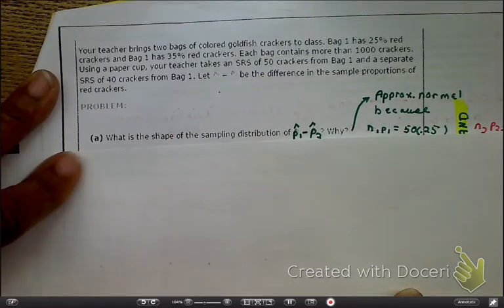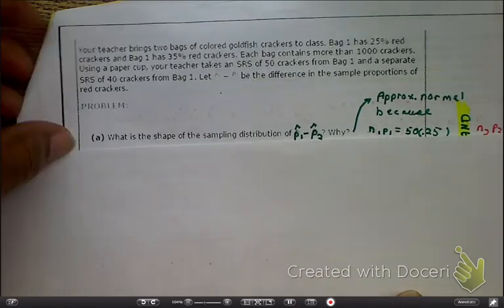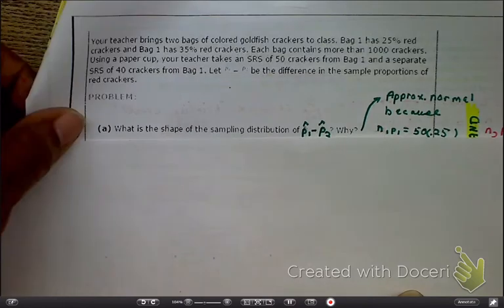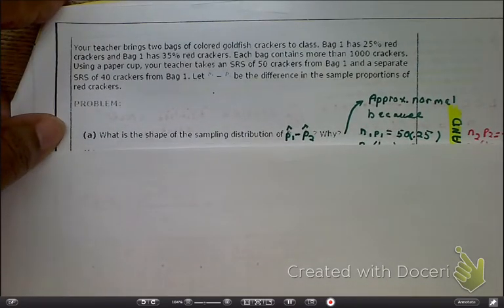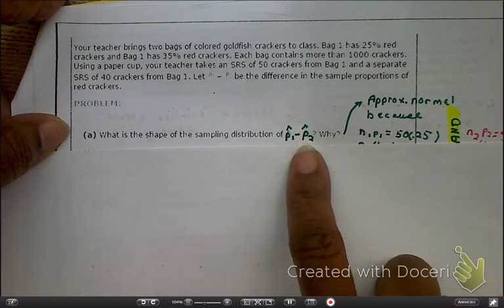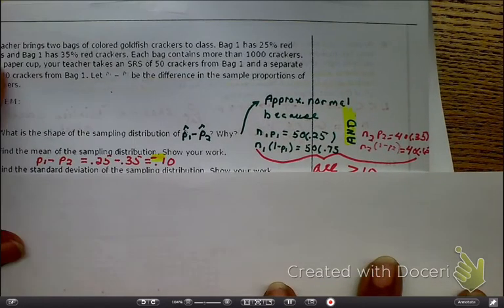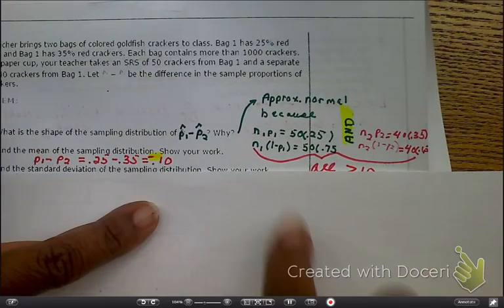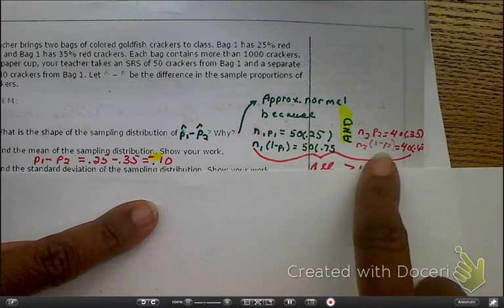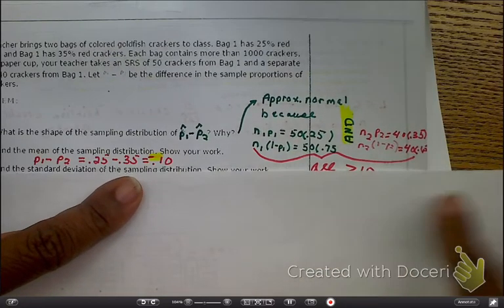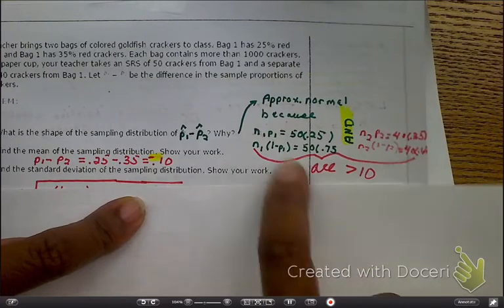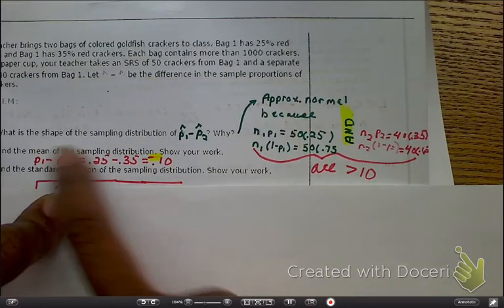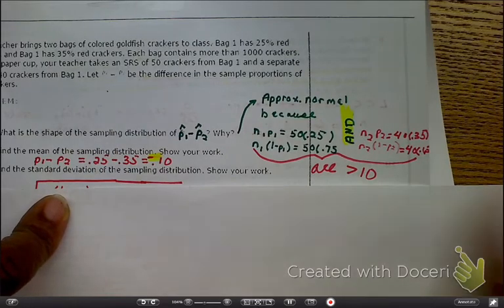As we can see, the shape of this distribution, which is the difference between the two sample proportions, the two sample proportions, not population, is approximately normal because of the large counts condition. Remember, we have to check it not just for one, we have to check it for both. Because all of them are greater than 10, that means it's approximately normal. So the shape here, you can say it's symmetric, you can say it's approximately normal.